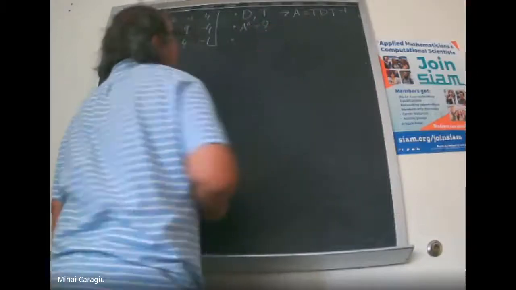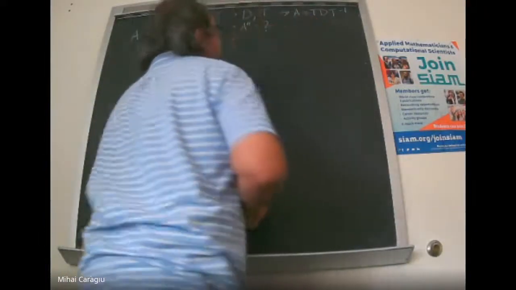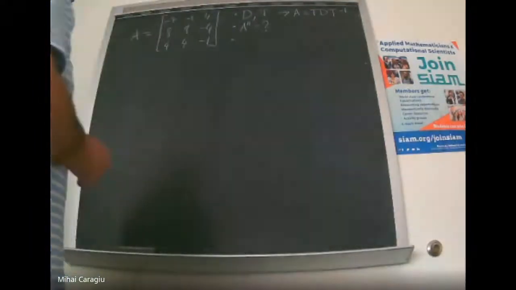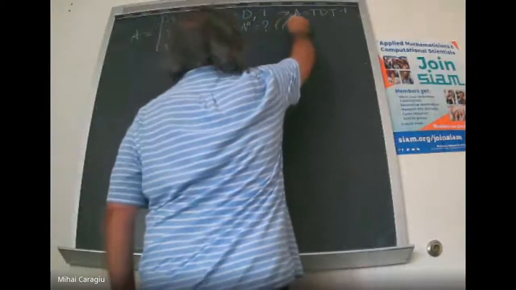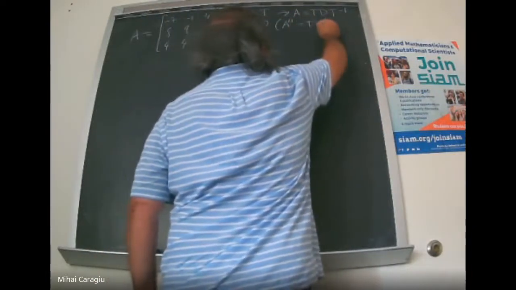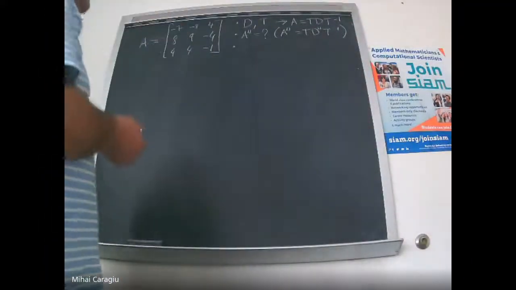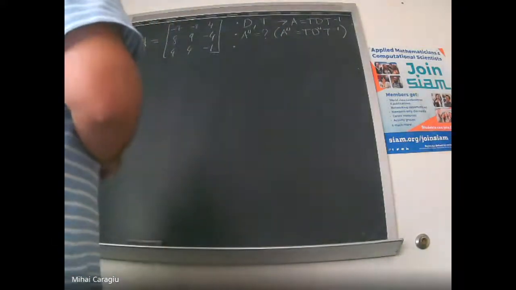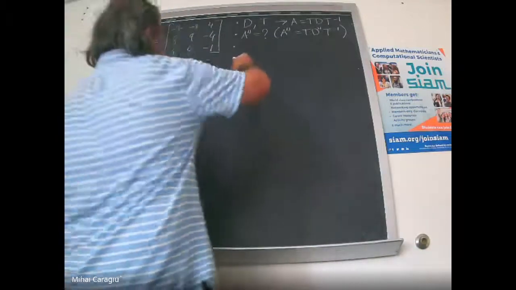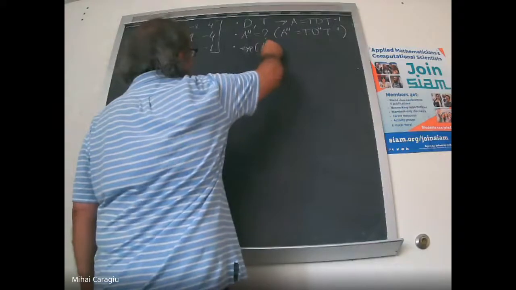Then the second question will be, let's find an explicit formula for the nth power, A to the power n. Then it will be easy because we just use A equals T D T inverse to say A to the power n equals T D to the power n T inverse. And then it's easy to calculate the nth power of a diagonal matrix by simply raising the entries on the diagonal to the power n. And then last, we have to calculate the exponential of At.